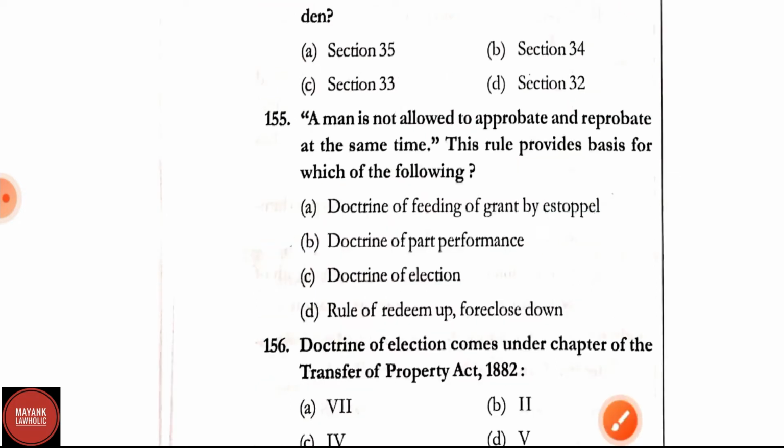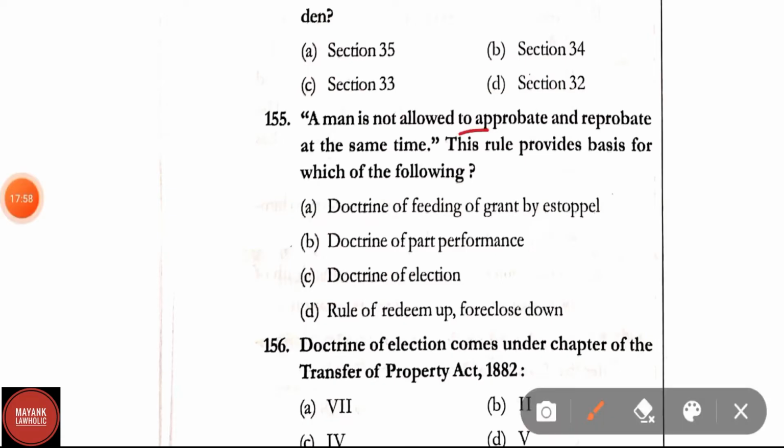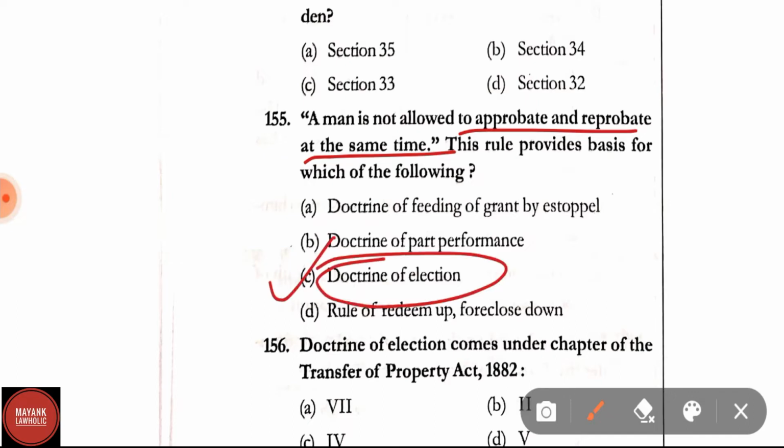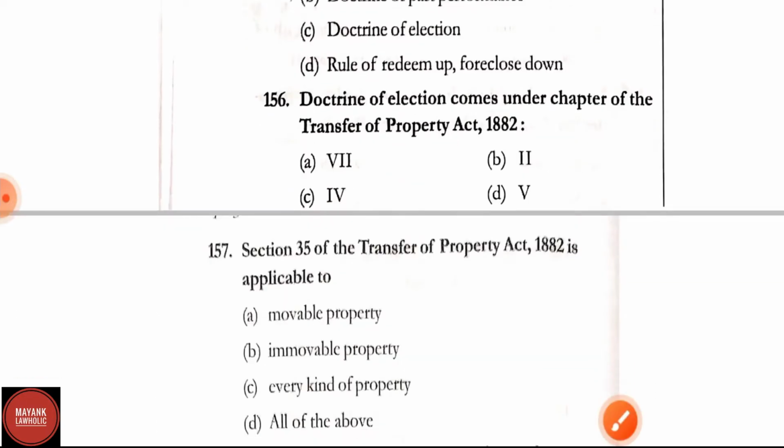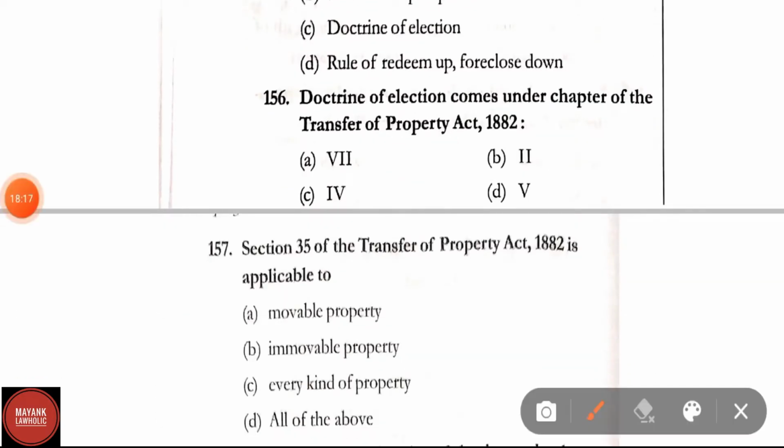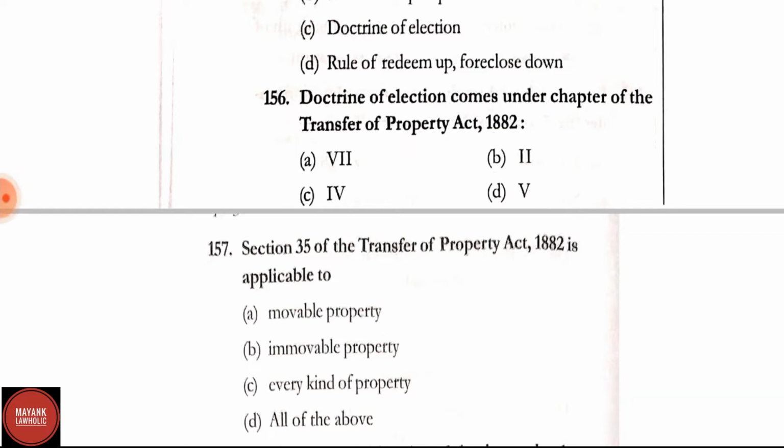Question number 155. A man is not allowed to approbate and reprobate at the same time. This rule provides basis for which of the following? Doctrine of feeding of grant by estoppel, doctrine of part performance, doctrine of election, rule of redeem of foreclosure down. Here correct answer is option C, that is doctrine of election. Question number 156. Doctrine of election comes under the chapter of TPA: 7th, 2nd, 4th, 5th. Correct answer is option B, that is 2nd.